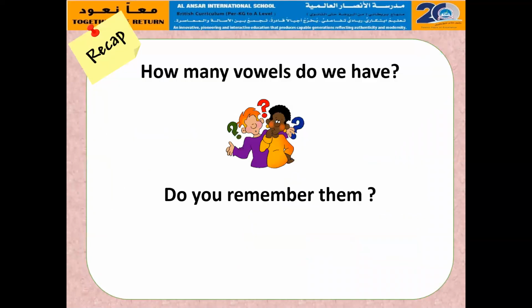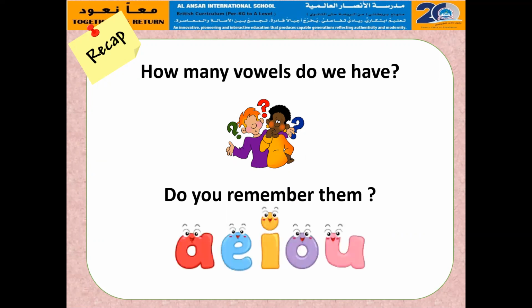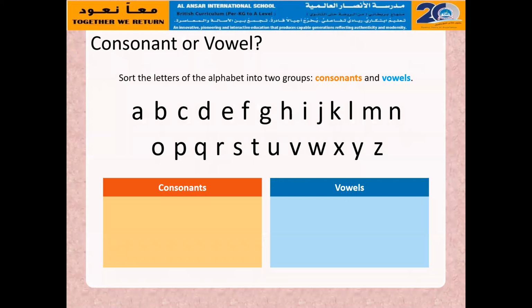Now let's move along. Do you remember how many vowels we have? Let's count. 1, 2, 3, 4, 5. Well done. We have 5 vowels. And what are they? They are the letters A, E, I, O, U. Excellent. So, now that we know what our vowels are, we can learn about something new.